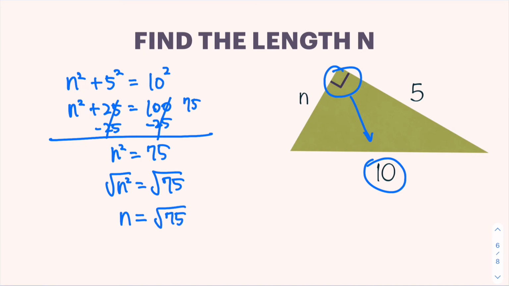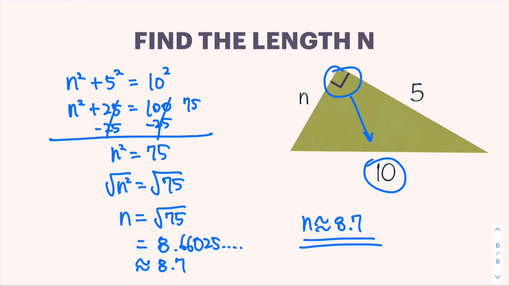Because 75 is not a perfect square, we have to use a calculator. If you plug the square root of 75 into your calculator, you will find that it is 8.66025, and it goes on. And we're going to round it, so we're going to use this sign. That means that it is about the same as 8.7. So our length n is about 8.7, and that's our answer.